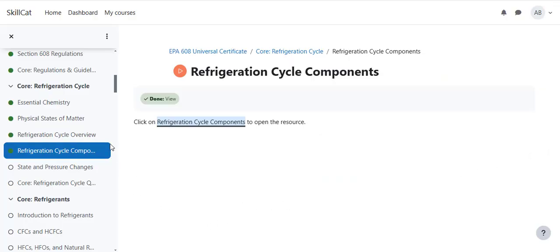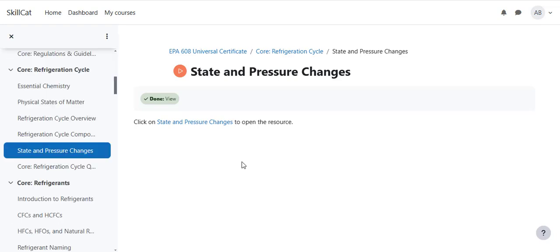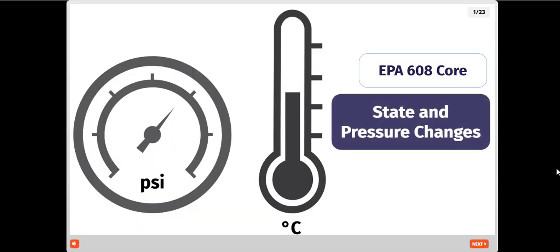So this one in the refrigeration cycle, we finished essential chemistry and physical state of matter, the refrigeration cycle overview, and the refrigeration cycle components. This last one is state and pressure changes. In this module, we show how refrigerant state and pressure change through each piece of refrigeration equipment.